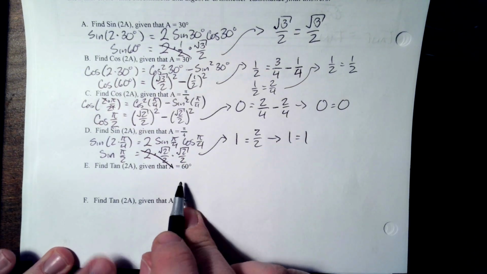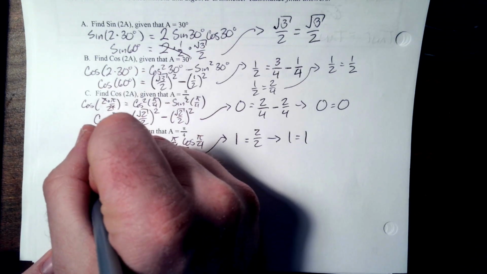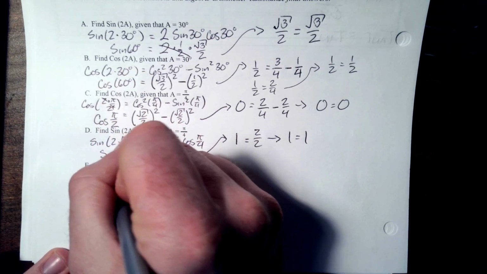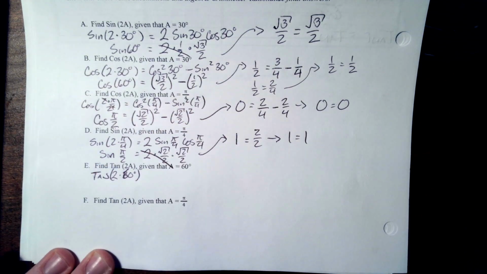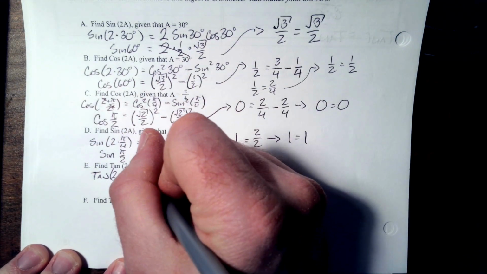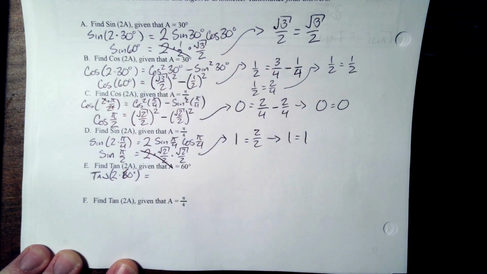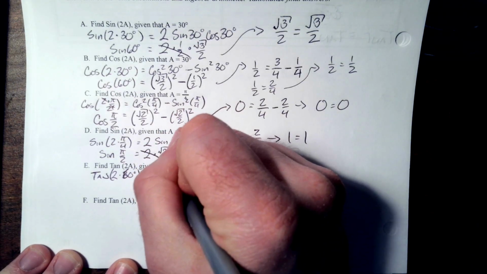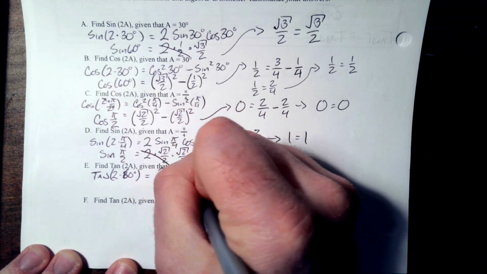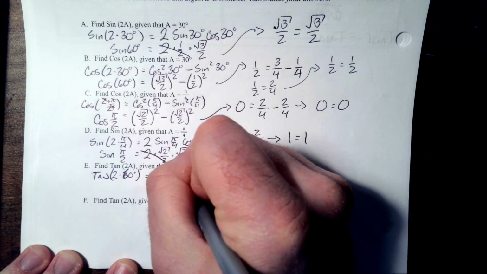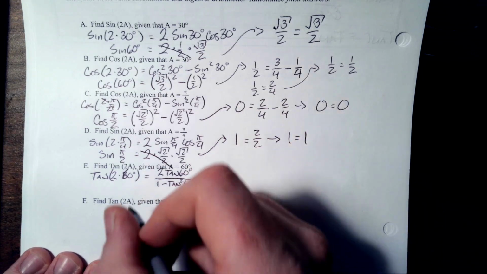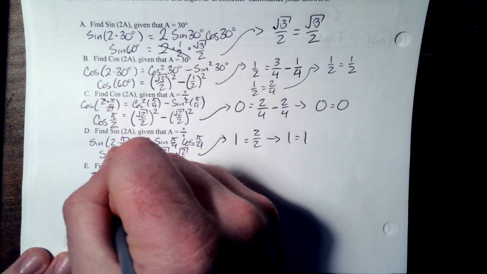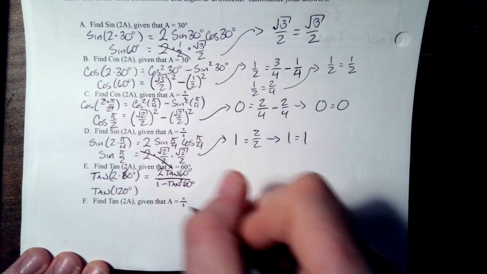Next example, we're going back to degree mode. So find the tangent of 2 times 30 degrees. Sorry, 2 times 60 degrees. That'll change it a little bit. So the tangent rule is that we will have 2 times the tangent of 60 over 1 minus the tangent of 60 squared, or the tangent squared of 60. Again, 2 times 60 means we're actually looking at the tangent of a 120 degree angle.